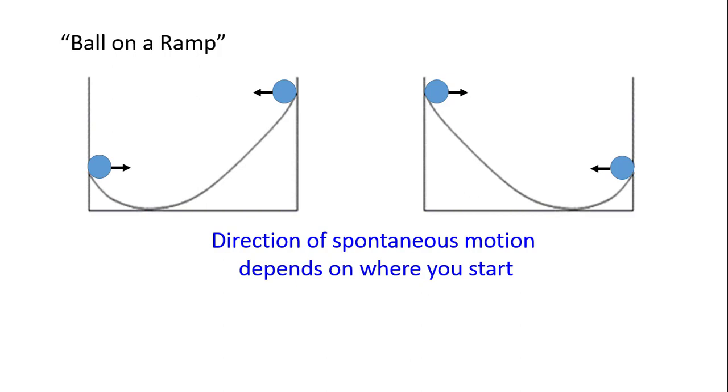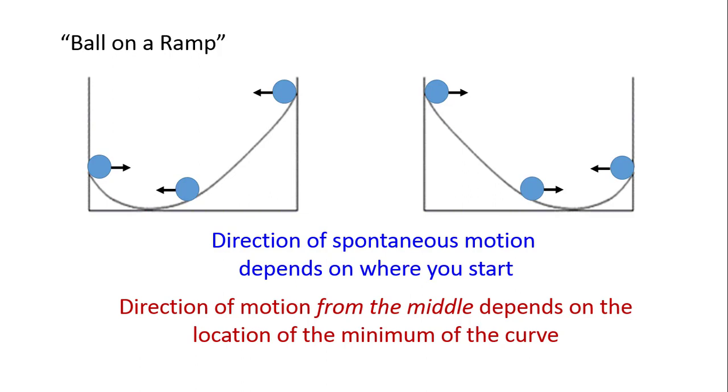What is different about these two ramps is what happens if we start by placing the ball right in the middle. On the first ramp, the ball will go to the left. On the second ramp, the ball will go to the right. So it's fair to say that if we start in the middle, the direction of movement depends on the location of the minimum of the curve.